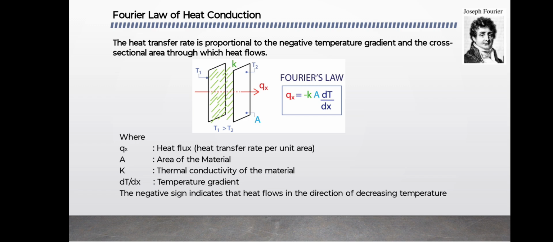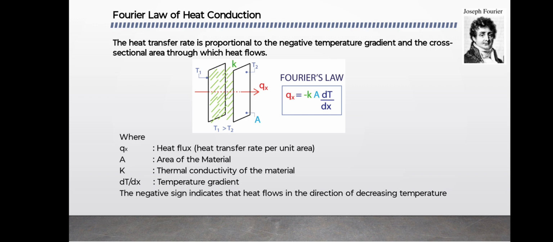The law behind heat conduction is called Fourier's law of heat conduction. This law was formulated by Joseph Fourier. The definition of this law is that the heat transfer rate is directly proportional to the negative temperature gradient and the cross-sectional area through which the heat flows.